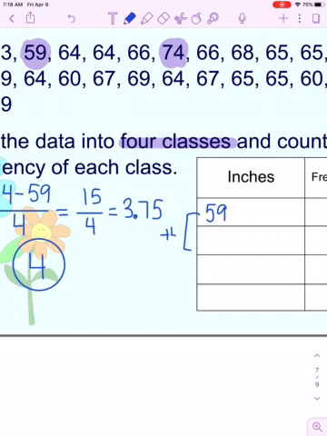So we're going to add 4. You add it down. Okay, so 59 plus 4 gives us 63. Add 4 down again. So add 4, 63 plus 4 is 67. And add 4 one more time, and then that puts our last lower limit at 71.